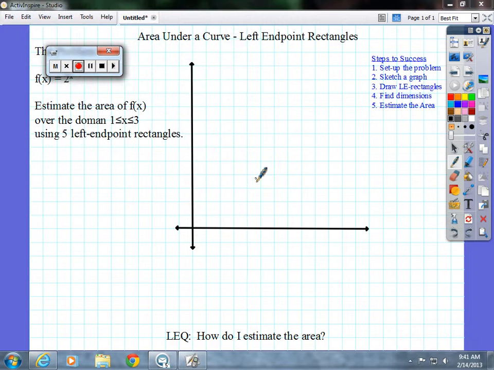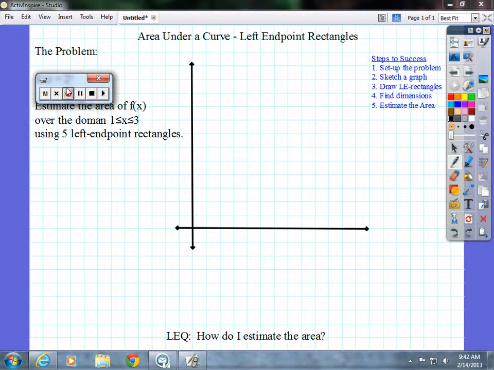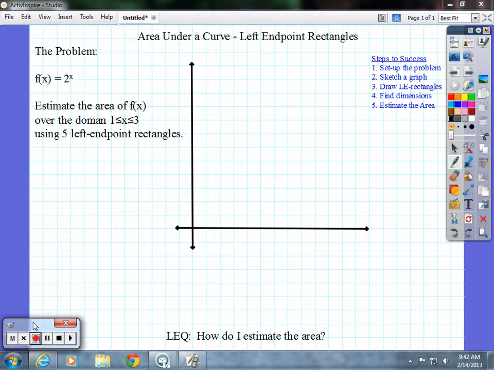So here we are with area under the curve, part 2, and we're going to be looking at left endpoint rectangles, finding area using left endpoint rectangles. This lesson corresponds with lessons 2.3.2 and 2.3.3 in the book.